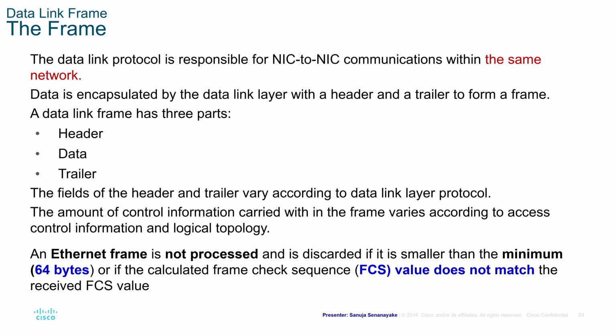An Ethernet frame is not processed and is discarded if it is smaller than the minimum, or if the calculated frame check sequence, or FCS value, does not match the received FCS value. So that's an important concept. An Ethernet frame is not processed and is discarded if it is smaller than the minimum, which is 64 bytes, or if the calculated FCS value does not match the received FCS value. That's an important concept that you should remember.